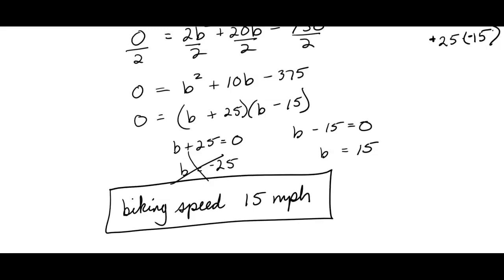If they wanted to know the speed of the bus, it's 10 miles an hour faster, so it'd be 25. But they just asked for the biking speed.